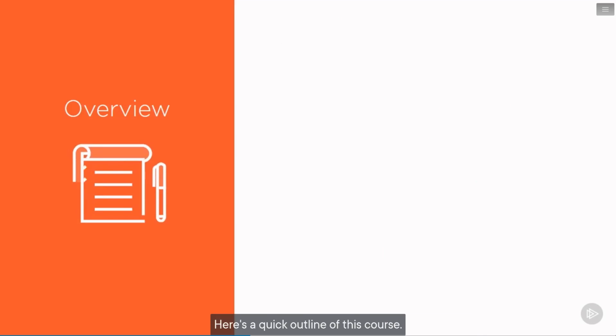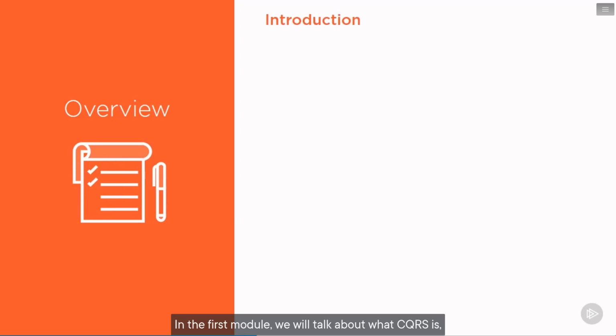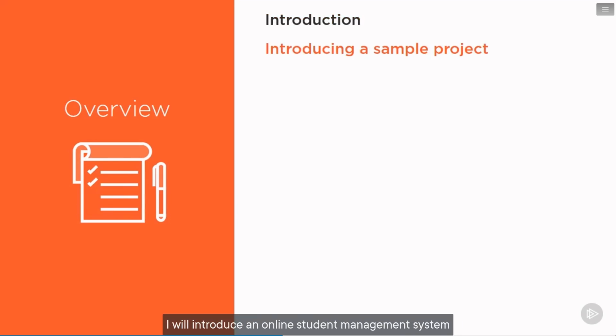Here's a quick outline of this course. In the first module, we will talk about what CQRS is, its origin, and the benefits it can provide for your project. In the next module, I will introduce an online student management system implemented without the CQRS pattern in mind. You will see firsthand how the CRUD-based API reduces the quality of one's codebase and damages the user experience.